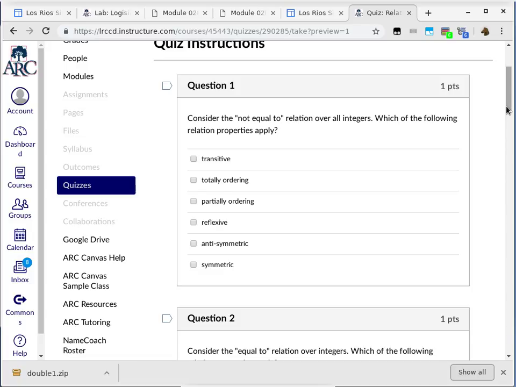Transitive means for every way to pick out 3 integers, they can be the same integers. They can be 2 integers, so you can repeat 1 integer twice, or they can be all 3 different integers. So for every single way of picking 3 integers, let's call those A, B, and C, is it true or not that A does not equal B and B does not equal C implies A does not equal C? That would be transitive.